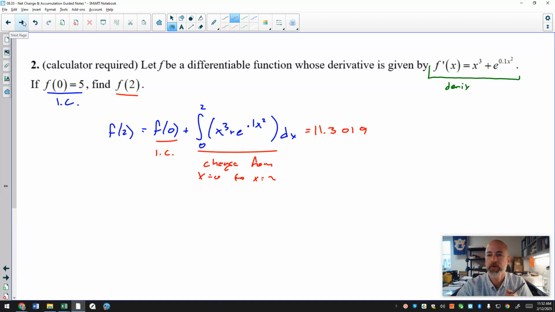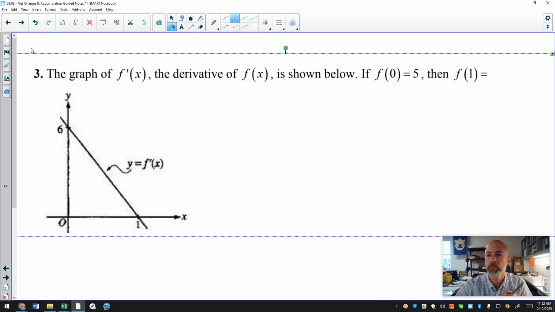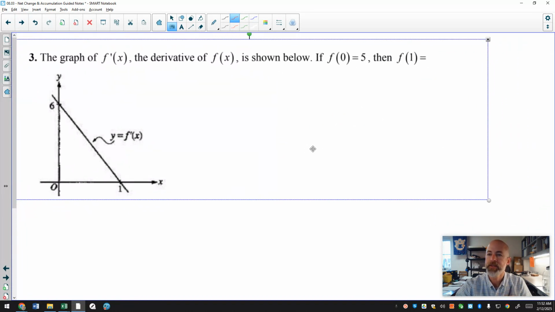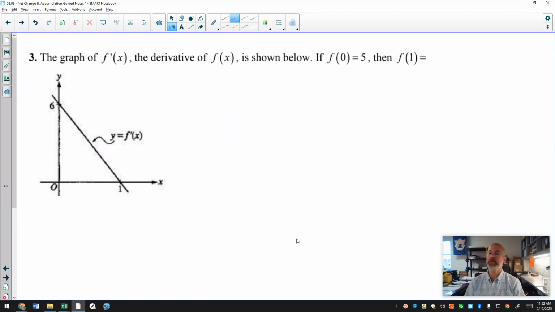Let's look at number 3. Okay, so here that's presented just a little bit differently. This time, instead of an equation for f prime, I gave you a graph for f prime. But we do have the derivative, so we're given the derivative. We have some initial condition. What I need to know is how much the function changes from 0 to 1.